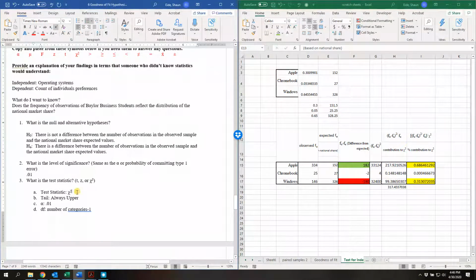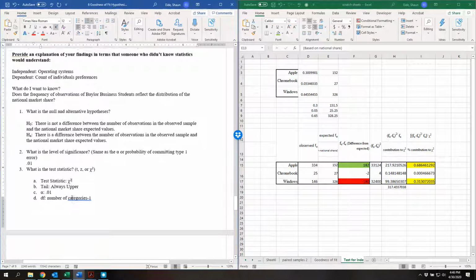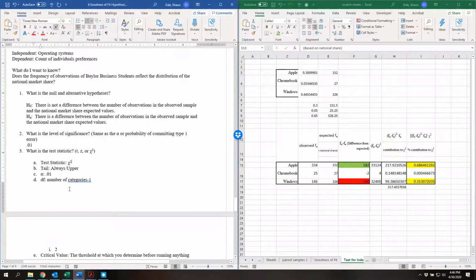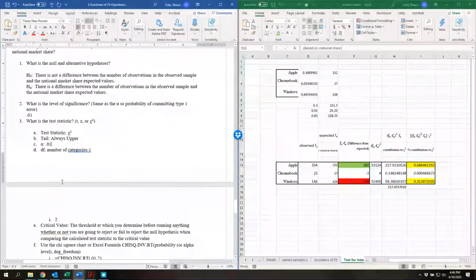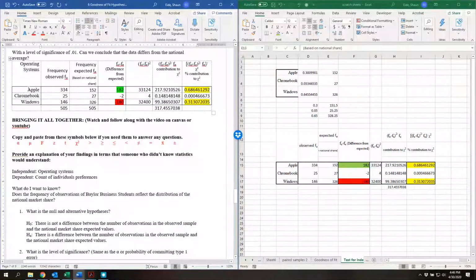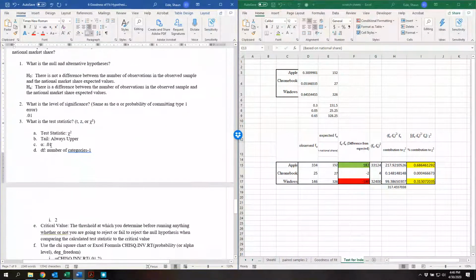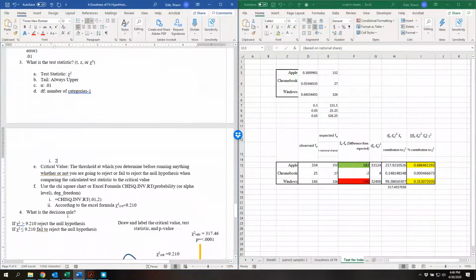What is the test statistic? Chi-squared. We're running chi-squared. And then as far as the tail, chi-squared is always upper. Alpha, once again, 0.01. Then what's the degrees of freedom? The degrees of freedom is the number of categories minus 1. There's a total of 3 categories. So it's the number of categories minus 1, which gives us 2. And next, for the critical value, we're going to use the Excel formula to determine the critical value, just because it's very easy to do this.